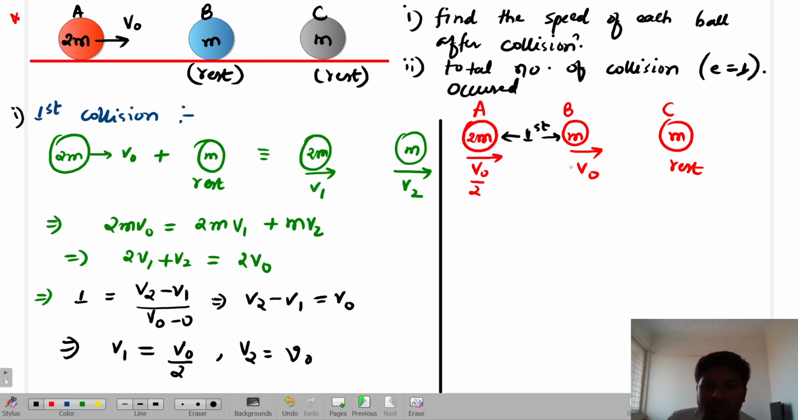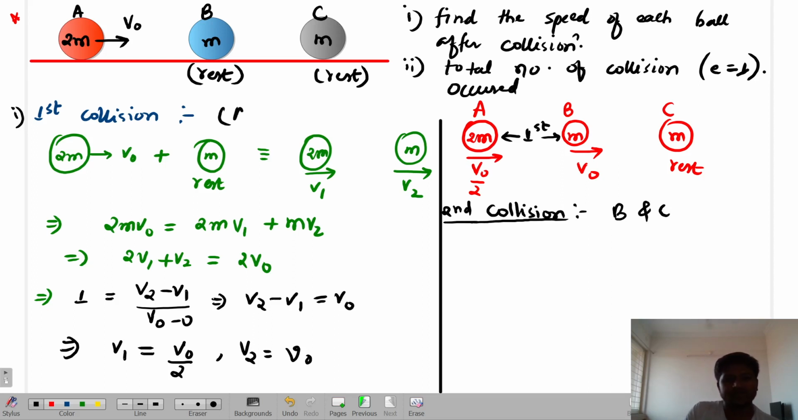So second collision. Now look over here. B is faster than A or not? So B will just collide with C directly, isn't it? So the second collision is directly between B and C. First collision was A and B. After that, A slows down.